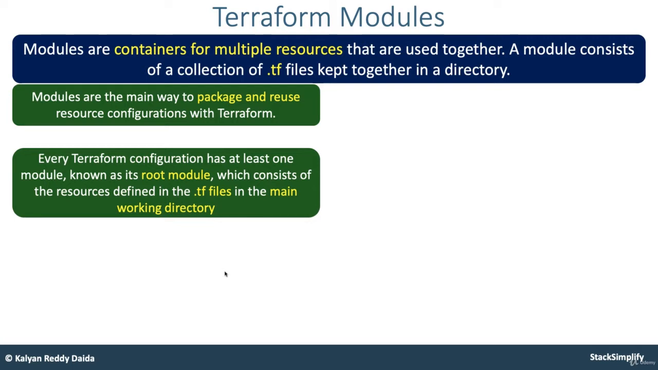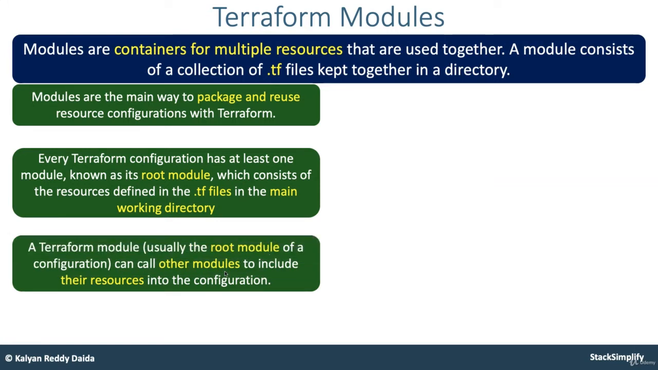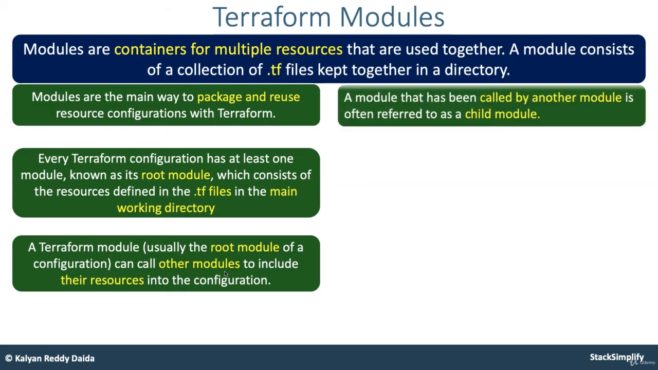Every Terraform configuration has at least one module, known as its root module. So far, from section 1 until now, whatever you are seeing in the Terraform working directory is called the root module, and from there you can call child modules. A Terraform module, usually the root module of a configuration, can call other modules to include their resources in the configuration. Whatever small configuration you write in your working directory is going to be the root module, and a module that has been called by another module is often referred to as a child module.